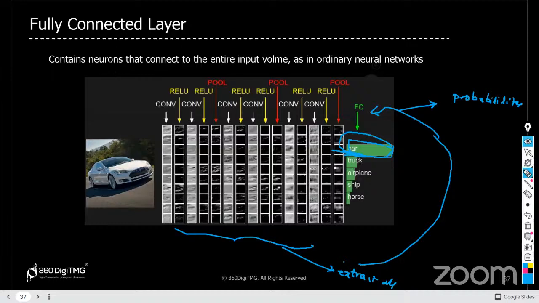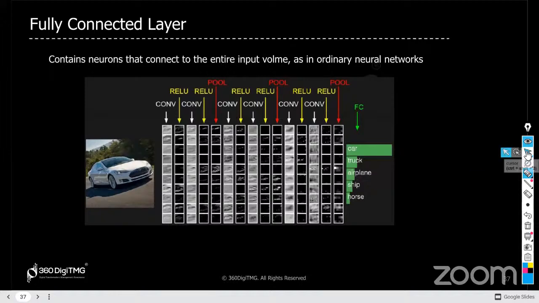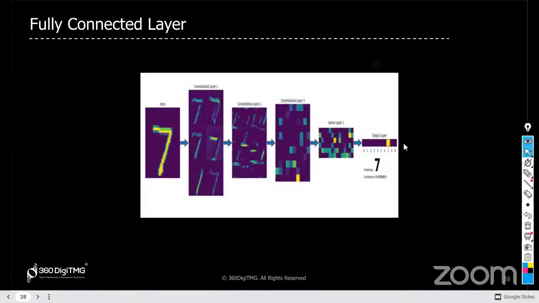Fully connected network contains neurons that connect to the entire input volume, as in ordinary neural networks. And then here is an example given. If you see the initial convolutional layer, it captures the edges. This is an image over here. Now I supply this to the first convolutional layer. So what is it identifying? It is identifying the edges of the image or the input.